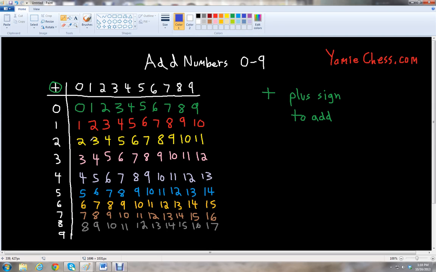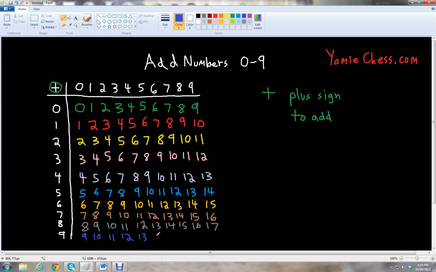So we'll have 9 plus 0 is 9. 9 plus 1 is 10. 9 plus 2 is 11. 9 plus 3 is 12. 9 plus 4 is 13.